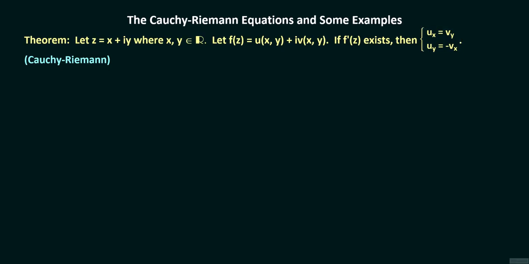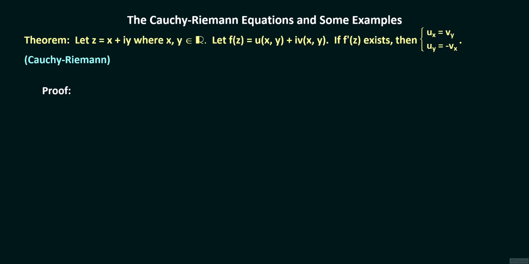Satisfying the Cauchy Riemann equations is a necessary condition for differentiability at z, but it does not guarantee the existence of f prime at z. A standard proof of the Cauchy Riemann equations for the existence of f prime uses the definition of the derivative and the existence of limits at a point.